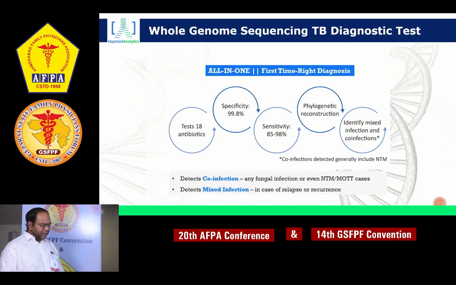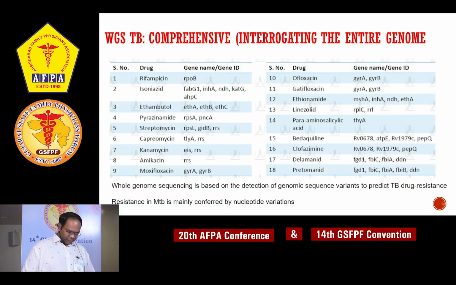So this will detect 18 antibiotics. Specificity is 99.8, sensitivity is 85 to 98%. It identifies mixed co-infection and other infections also. And another advantage is that it also detects NTM. So these are the list of drugs for which you can get the sensitivity report in the WGS report.